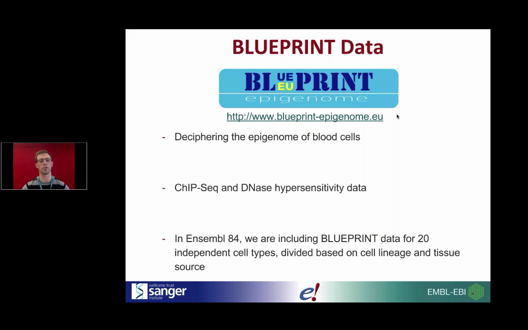And in Ensembl 84, we are now including BLUEPRINT data for 20 independent cell types. As I will show you later on in the webinar, these are not actually 20 different cells. They're 20 different cell types, and they're also based on cell lineage and tissue source as well. So for some cell types, we also have data for cells derived from both umbilical cord blood and venous blood, for example.